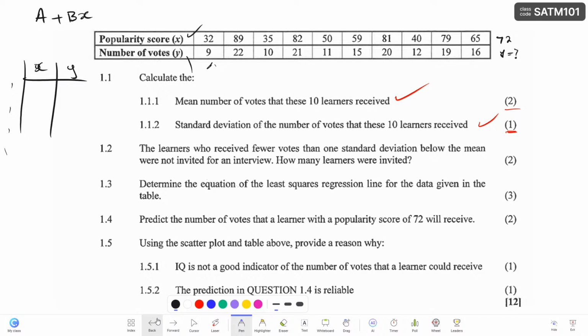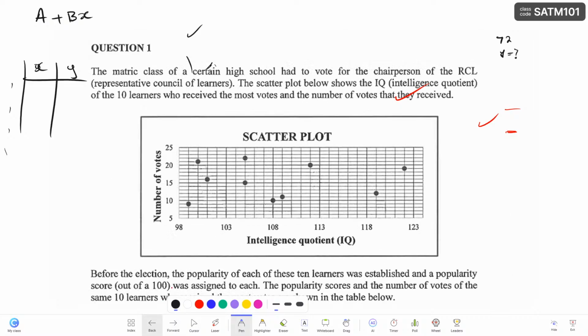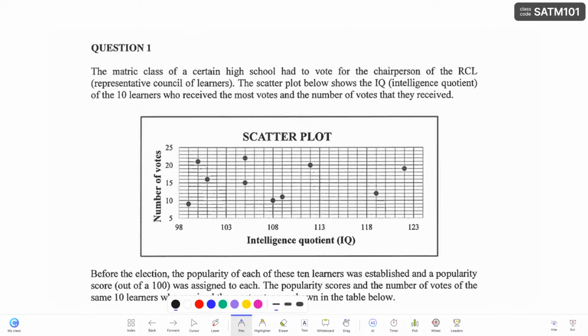Let's go to the next question. Next question, they said, use the scatter plot and the table above to provide the reason why IQ is not a good indicator of the number of votes that a learner could receive. So let's go to our scatter plot. When you check our scatter plot here, we can see that the data are scattered around this table.